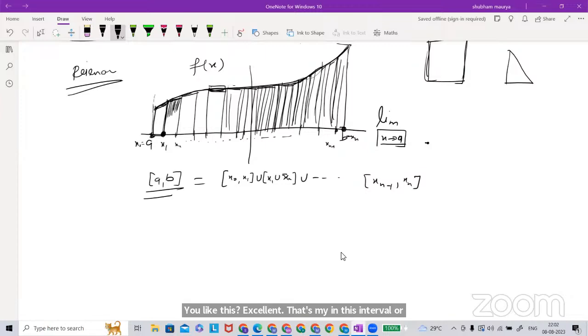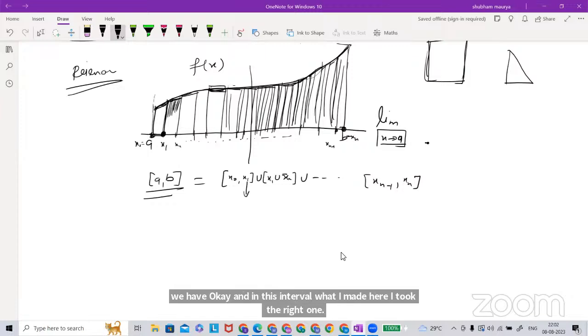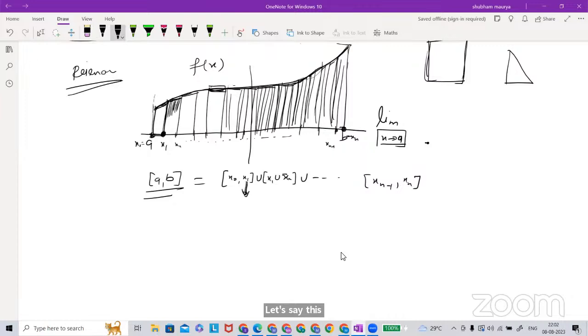In this interval, what I made here is I took the right one. Let's say this one, x1. This is x1. Here is the function value, and this is the area. If you want to calculate this area, what is going to be the formula? How will we find the area? In this case it is a rectangle, right? So what is going to be the area? In the function case, what is going to be that?